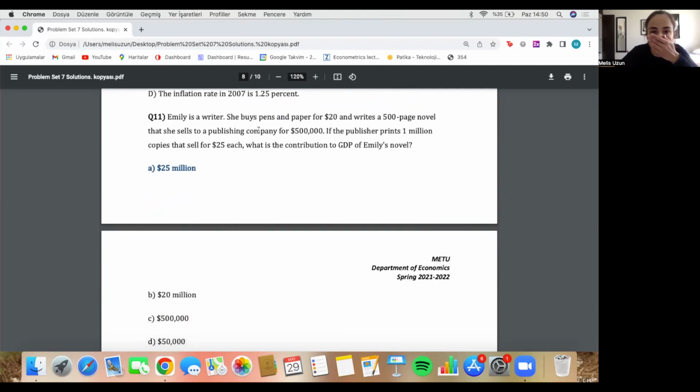So Emily is a writer. She buys a paper and pen for $20 and writes a 500-page novel and sells it to a publishing company for $500,000. If the publisher prints 1 million copies that sell for $25 each, what is the contribution to GDP of Emily's novel? We only calculate the final goods, and the final good is the book that the publisher sells for $25, and the publisher prints 1 million copies. So we multiply 1 million by $25, and the answer is $25 million.